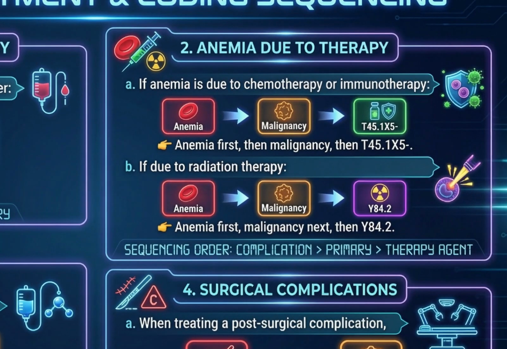But the rules change when anemia is caused by therapy. If anemia results from chemotherapy or immunotherapy, the anemia is coded first, followed by the malignancy, and then the adverse effect code T45.1X5-. If the anemia is due to radiation therapy, again, anemia is sequenced first, then the malignancy, followed by Y84.2, indicating radiotherapy as the cause.